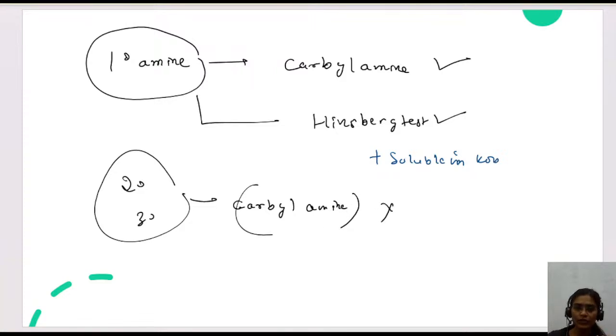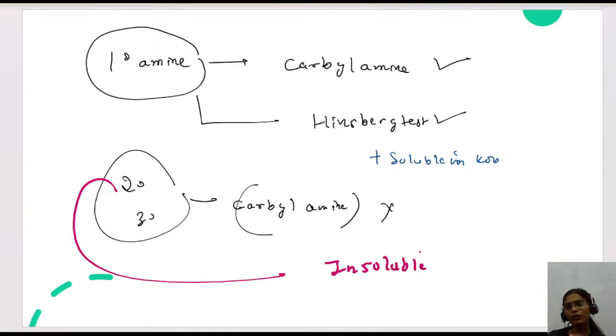If you further want to separate the secondary from the tertiary, then go with the Hinsberg again, and it is insoluble in KOH. So how is the question asked in a paper? There is some compound A, and you use the Hinsberg reagent, and it is insoluble in KOH. What is the first thing that should strike your mind at that point of time? That it is a secondary amine. So this is how the test works in organic chemistry. I hope this point is clear for you. This is all for the test.